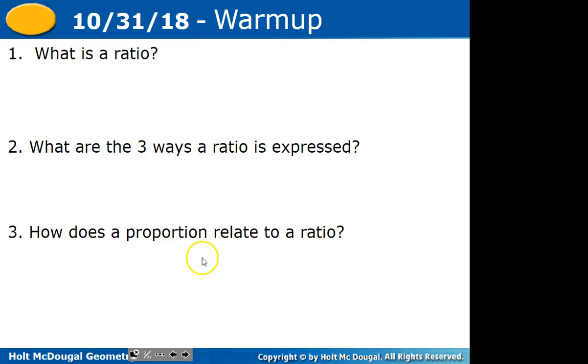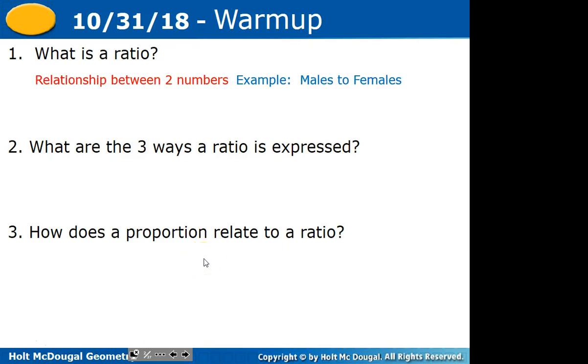Basically, a ratio is when we compare two numbers. It's a relationship between two numbers, like males to females. Now, there are three ways to express a ratio. Again, you might want to pause the video for just a second and think about what those three ways are. And you guys learned these somewhere between 5th and 6th grade. So these are the three ways: 3 to 1 with the word "to," or 3:1, or 3/1. Now the order matters here, okay?